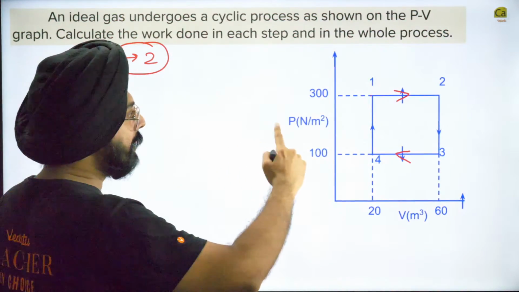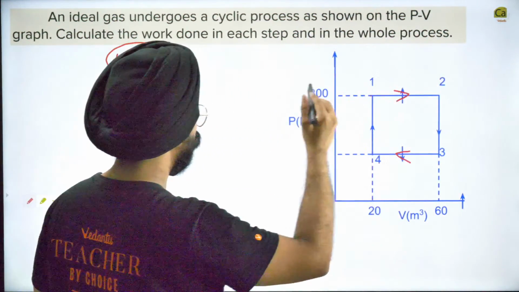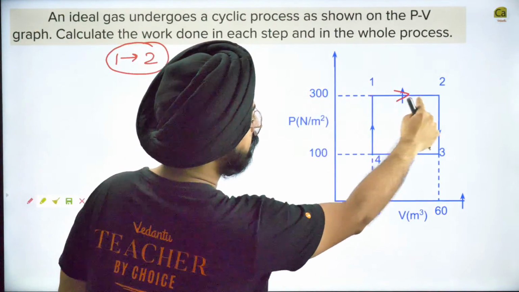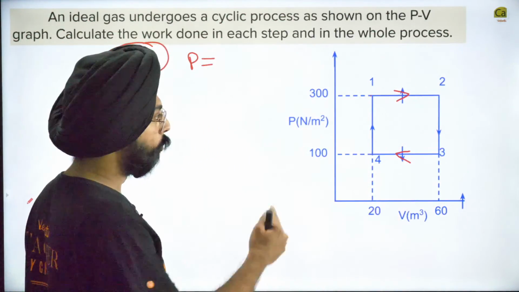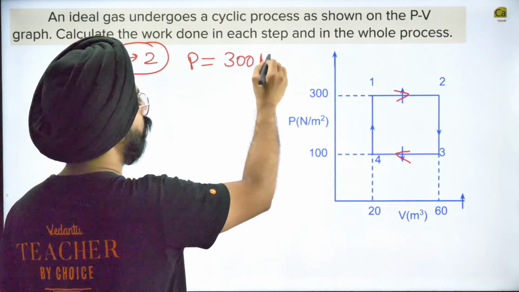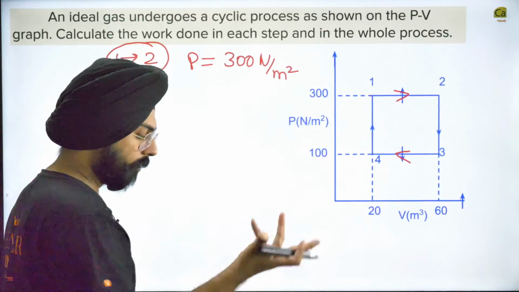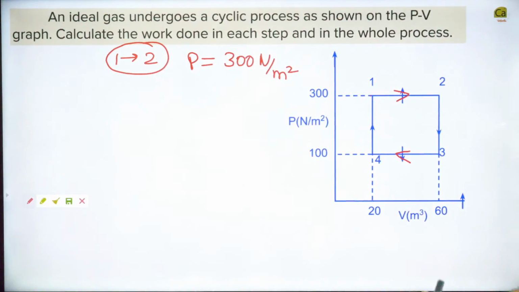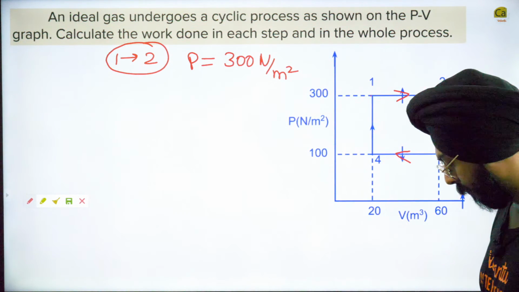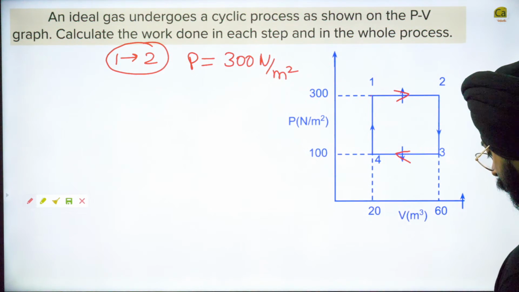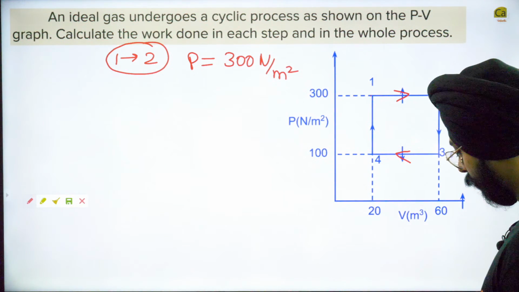So my dear friends, in process 1 going to 2, do you realize that pressure is a constant value and that is 300 newtons per meter square? Yeah, pressure is equal to 300 newtons per meter square. That is your SI unit, Pascal. And volume is also given in the SI unit, which is meters cubed. Right? Okay, so that is what you have.